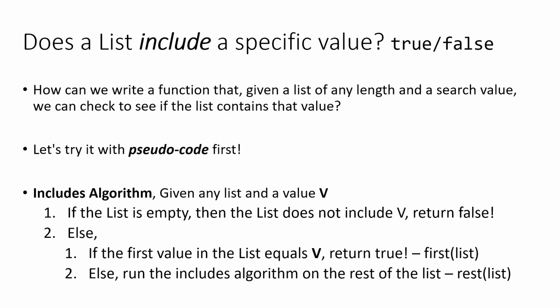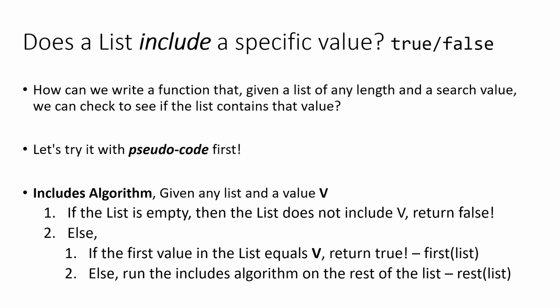If you imagine some pseudocode first, we can imagine an algorithm that looks something like this. Given any list and a value v, if the list is empty, of course the list does not include the value v, so we would return false, right? We're trying to search to see, does value v exist in this list? And if we have an empty list, of course it doesn't, right?